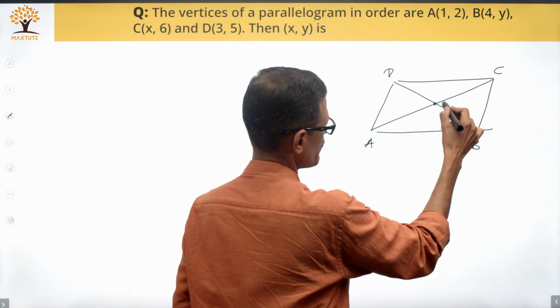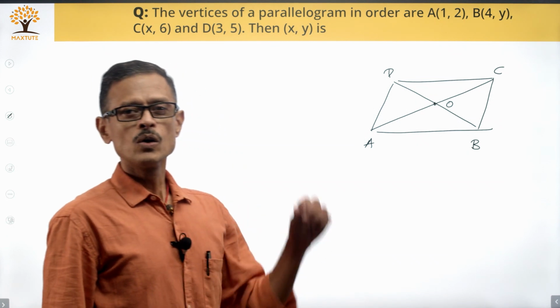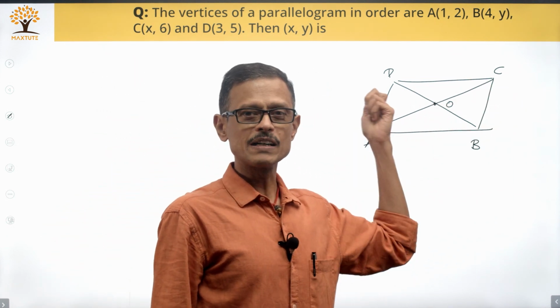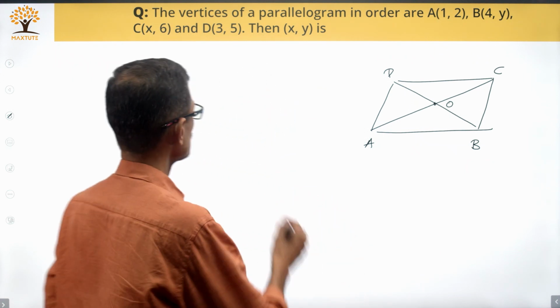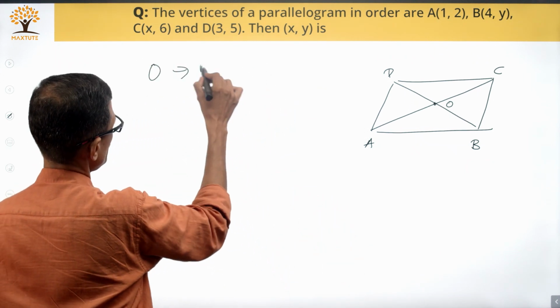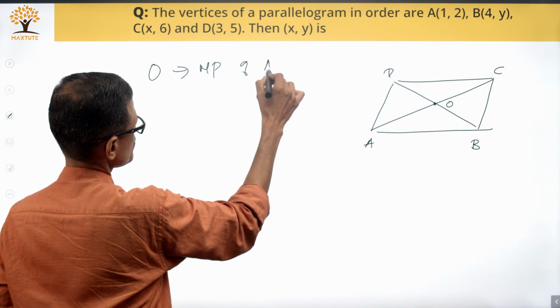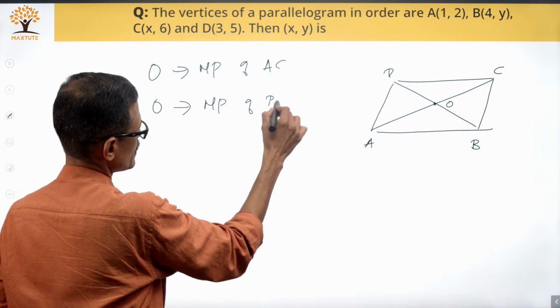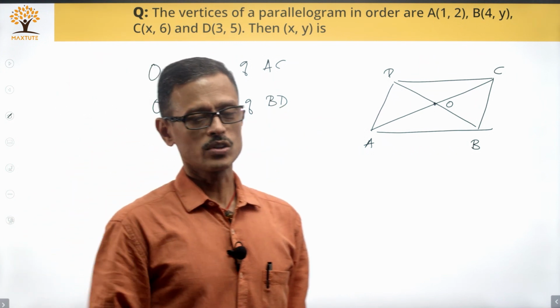The point where they meet, let's call this point O. O will be the midpoint of diagonal AC and O is the midpoint of diagonal BD. So, O is the midpoint of AC, O is also the midpoint of BD. This is the property that we are going to be using to solve this question.